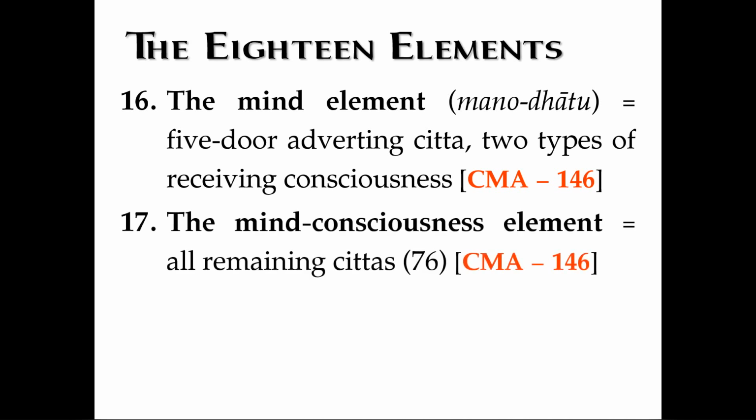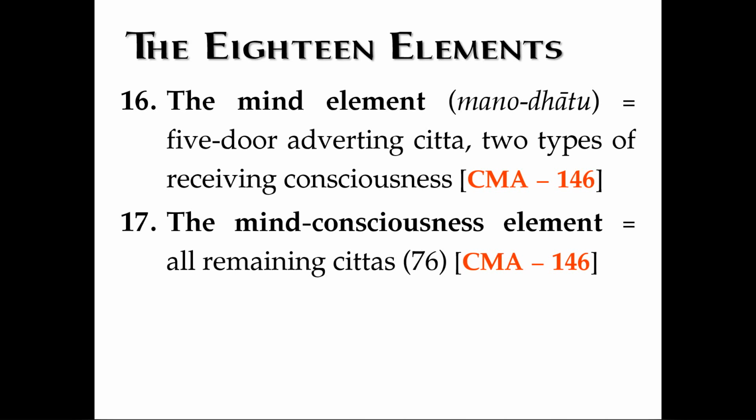Then 17, the mind consciousness element, mano vinnana dhatu. So all the remaining cittas. Earlier we talked about 2 sets of 5-fold consciousness, 10 cittas, and the 3 mind element cittas, altogether 13. So you subtract them, and 76 cittas remain. These 76 cittas we have actually learned in the third chapter, when we talked about vatthu, the base.